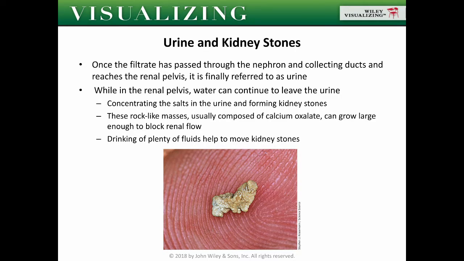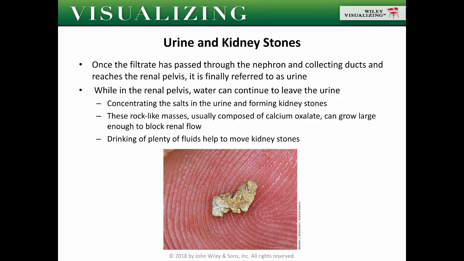Now, after the formation and collection of the urine, once the filtrate has passed through the nephron and the collecting ducts and reaches the renal pelvis, that fluid can now be officially called the urine. While in the renal pelvis, water can continue to leave the urine, because reabsorption continues on.